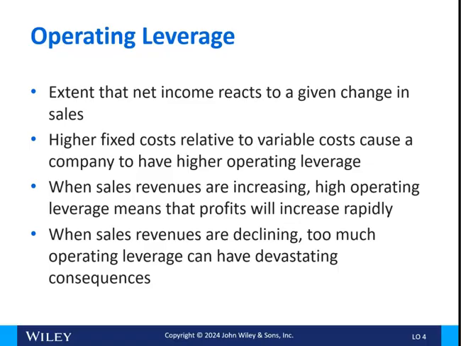Operating leverage: the extent that net income reacts to a given change in sales. Higher fixed costs relative to variable costs cause a company to have higher operating leverage. When sales revenues are increasing, higher operating leverage means that profits will increase rapidly. However, when sales revenues are declining, too much operating leverage can have devastating consequences. So you're happier on the upside, you get closer to zero more quickly on the downside.